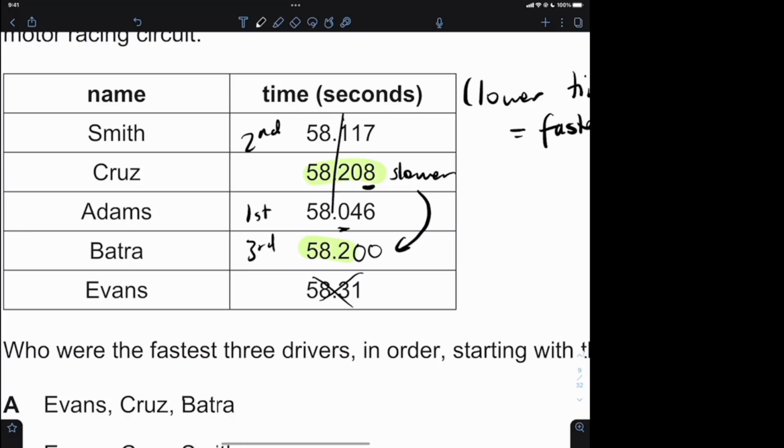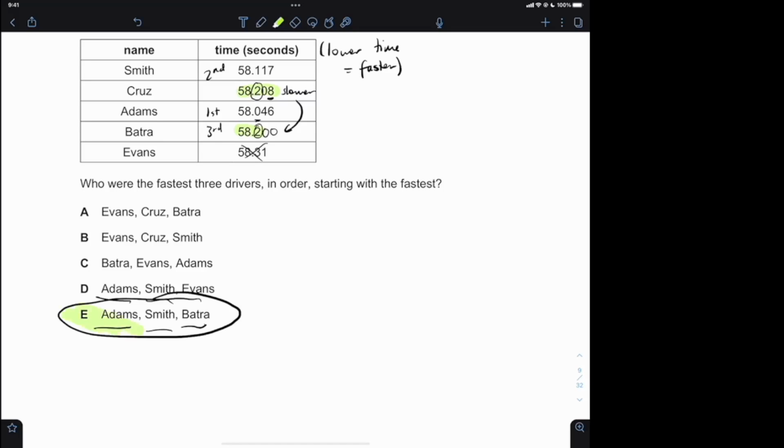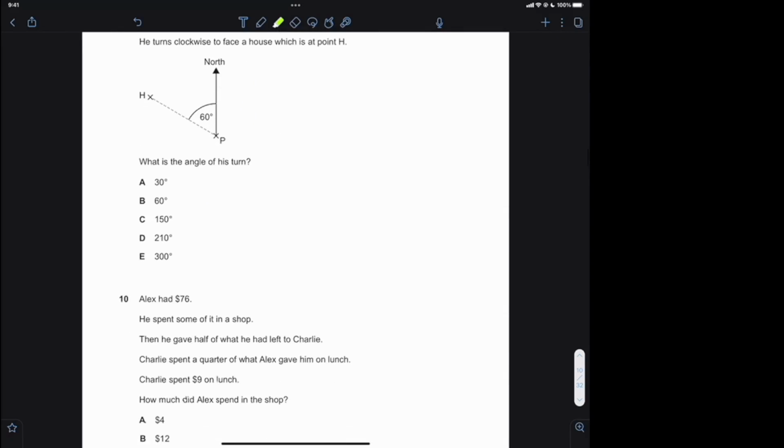Okay, so just look at the first decimal place, and when they are the same, in this case, 2 and 2, look for the next ones and see which one's higher. All right. So we have first place being Adams, second place being Smith, and then third place being Batra. So that gives us option E. Alrighty. Let's keep on moving. So, option E for that question, question 9.